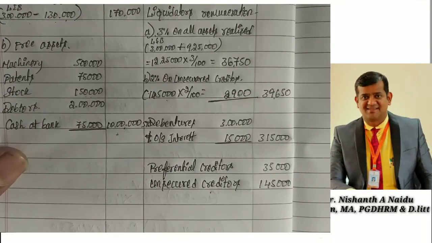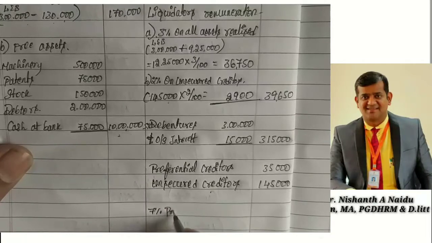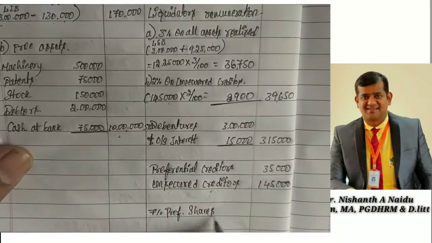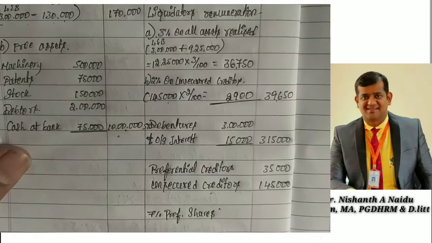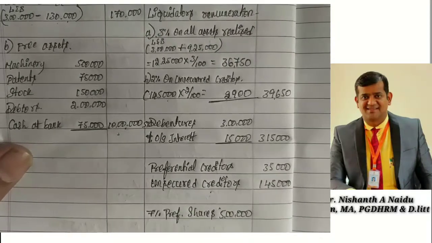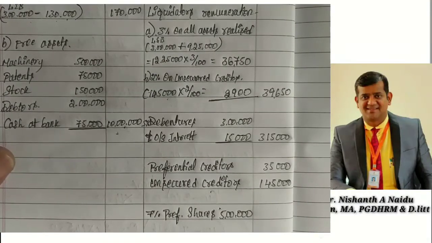So next are the preference shareholders. That is 7% preference shareholders. 7% preference shares we have to settle. So how much is the 7% preference share capital? 5 lakh rupees. So I have written that, 5 lakh rupees. So in the problem, have they given any adjustment?